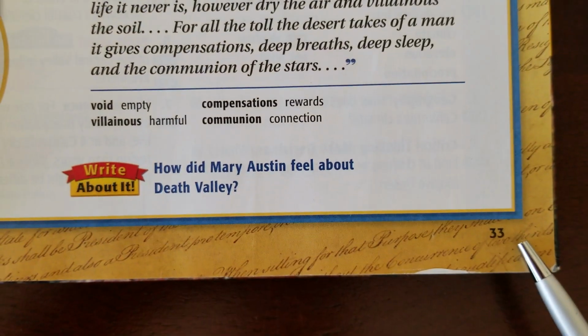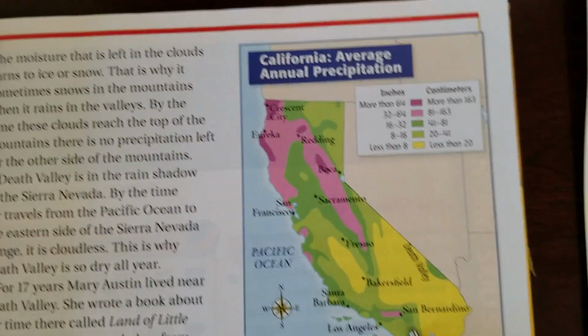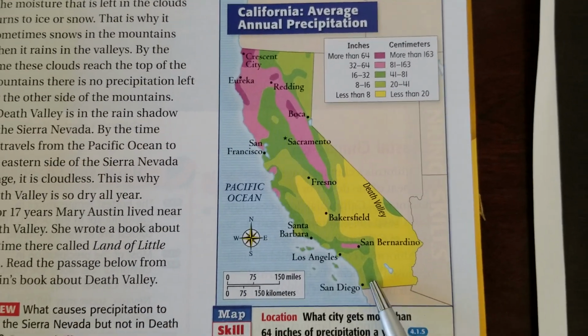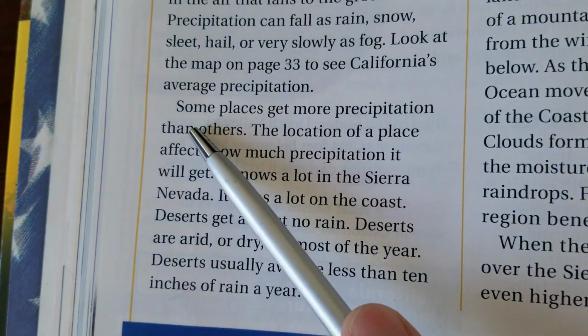That's page 32. This is page 33. Oh, we already looked at that map. Okay, so check it out. Pause it. Look at it. Back to the read aloud.